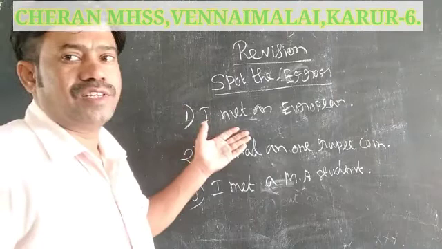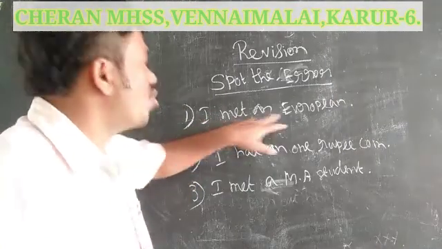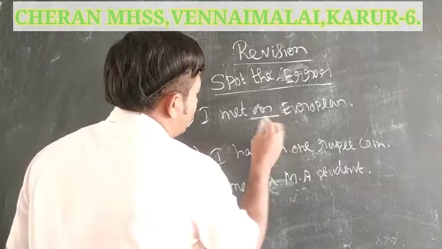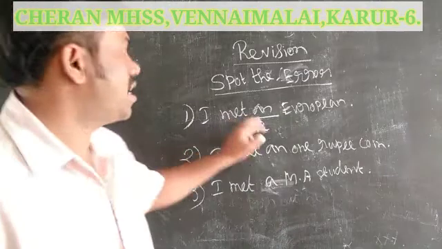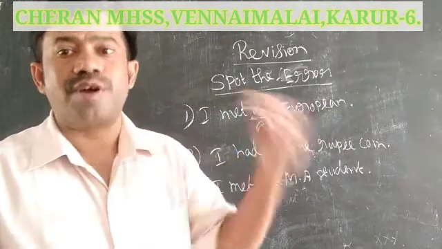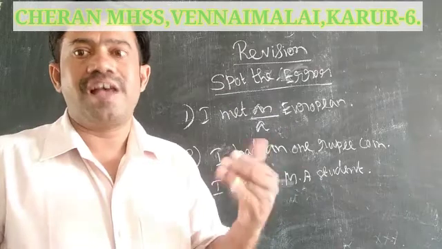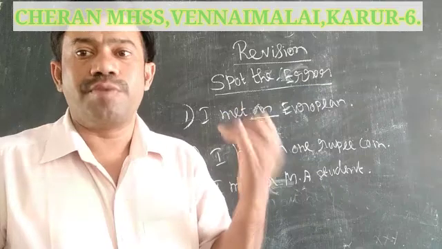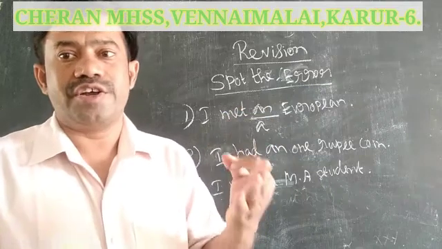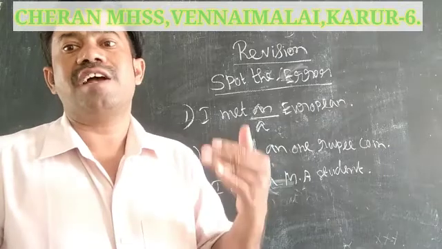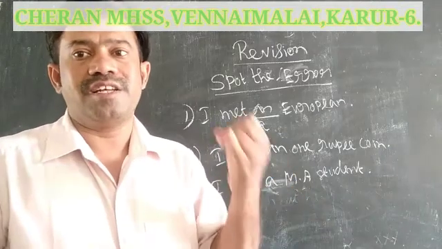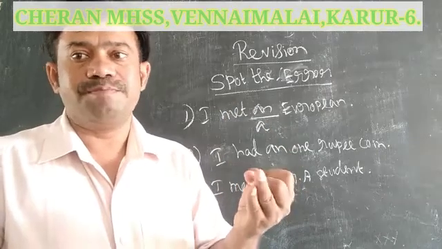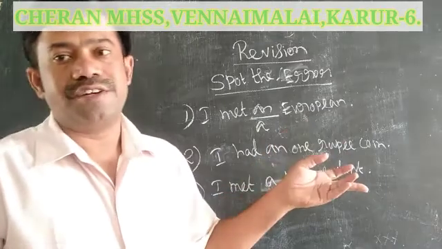The next example we see in spot the error. "I met an European." What is the error here? You have to write "a European". I met a European. An umbrella, an engineer, a university. See the word. A university, a European. Then a 1 rupee coin, a 1 rupee note, a useful animal. Like this.